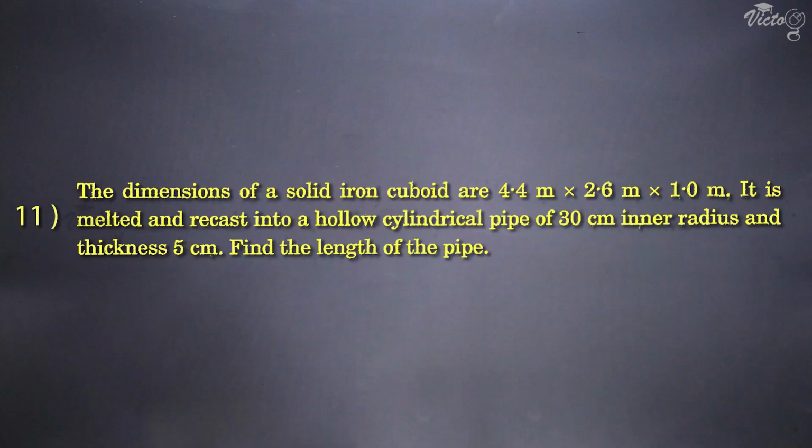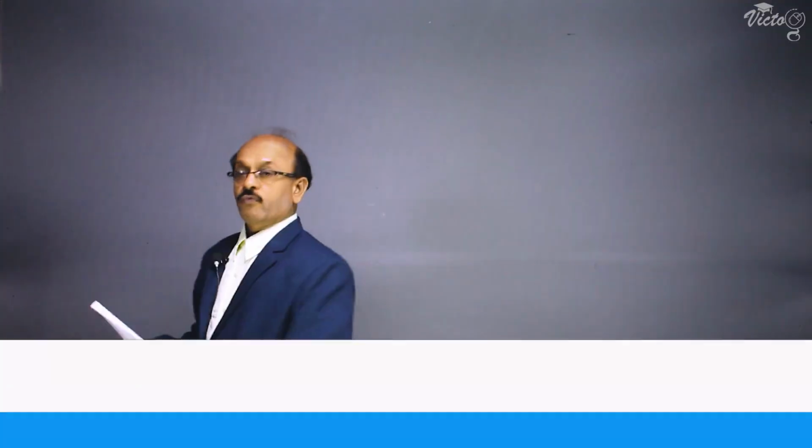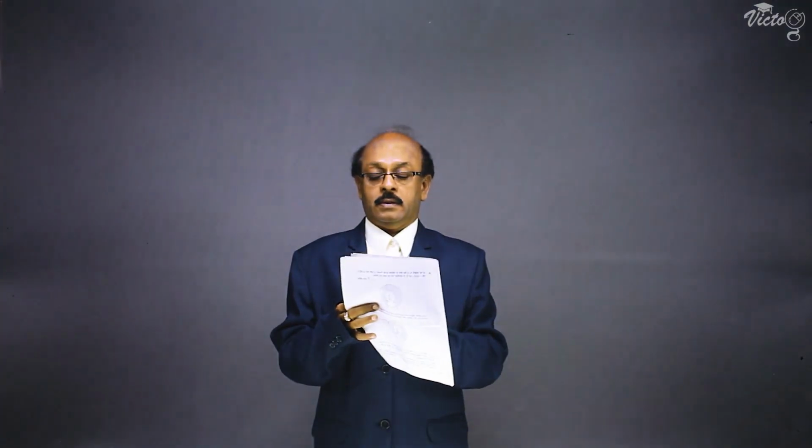The dimensions of a solid iron cuboid are 4.4 meter into 2.6 meter into 1.0 meter. It is melted and recast into a hollow cylindrical pipe of 30 centimeter inner radius and thickness 5 centimeter. Find the length of the pipe. We are given the dimensions of a cuboid. We are entering into section C.